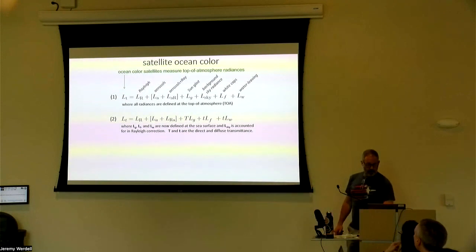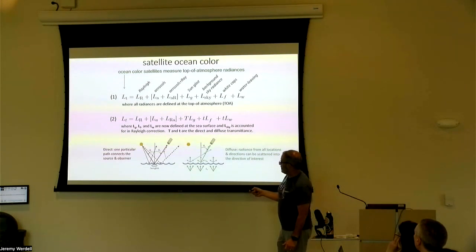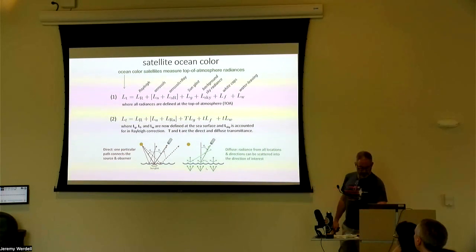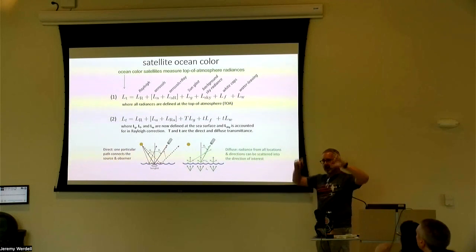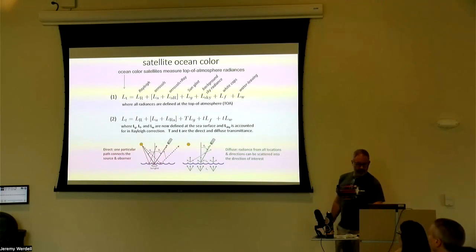So don't worry about it too much. But you want to know that there's two forms of this. There's the direct one, and then there's the diffuse one. And that's really just whether or not the path connects the source and observer, or if everything's getting scattered into other directions. So that's the diffuse. And again, stop me if you want to go into any detail here, but otherwise, I'm going to try to keep this at a high light level.